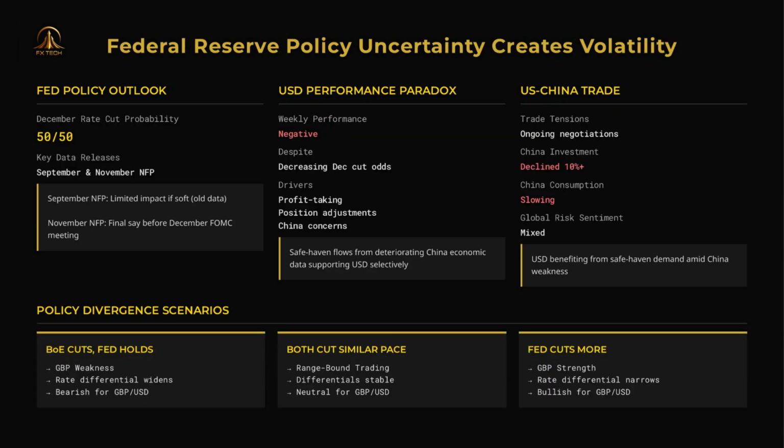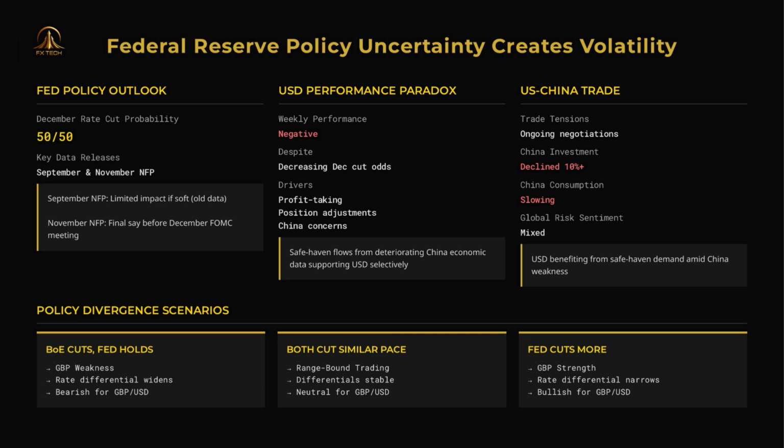Federal Reserve policy remains in flux, with December rate cut odds standing at 50-50. Interestingly, the US dollar showed negative weekly performance despite decreasing cut probabilities, driven by profit-taking, position adjustments, and China-related concerns. The key data releases are September and November non-farm payrolls, with the November report serving as the final say before the December FOMC meeting.